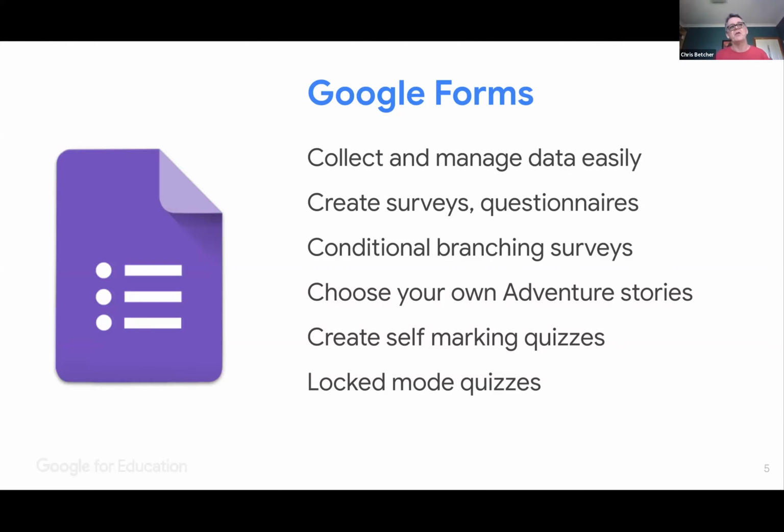One of the things you can do, not the subject of today's session but I thought I'd mention it, is create branching surveys. By that I mean you can create a questionnaire where you get to a question, and depending on how you answer, you could go this way or that way. You can design it to ask, are you in year 7 or year 8? If they say year 7, they get a different set of questions than if they said they were year 8.